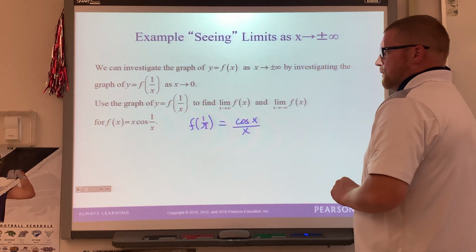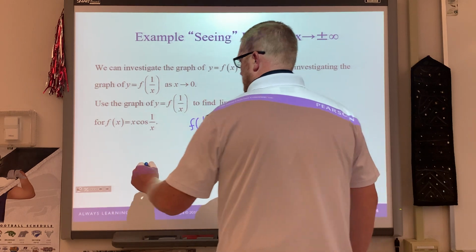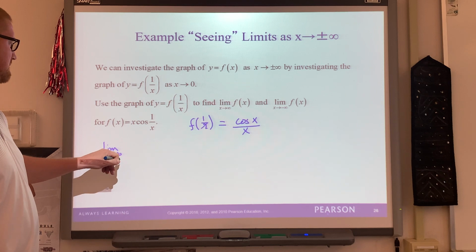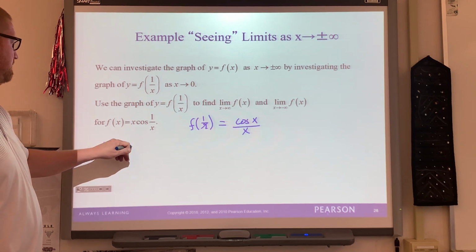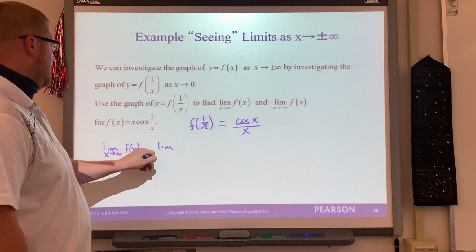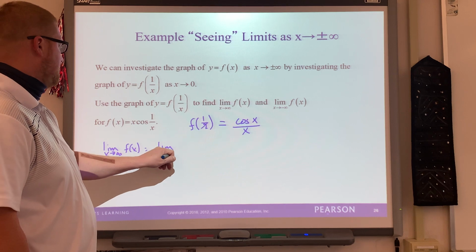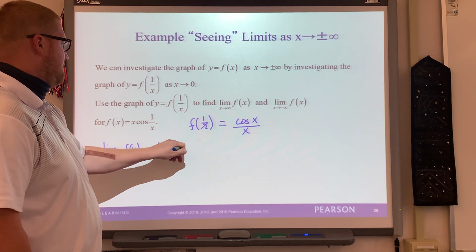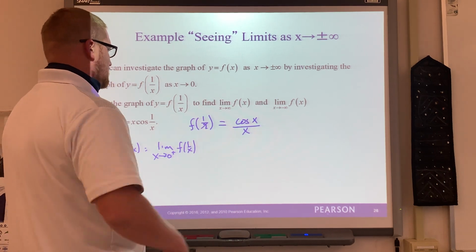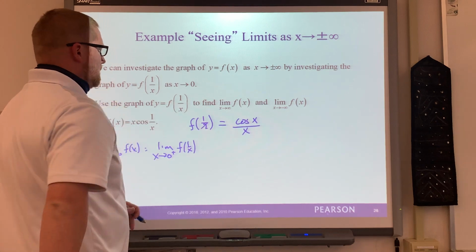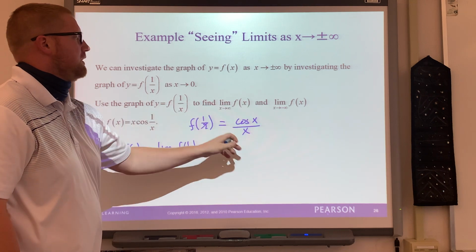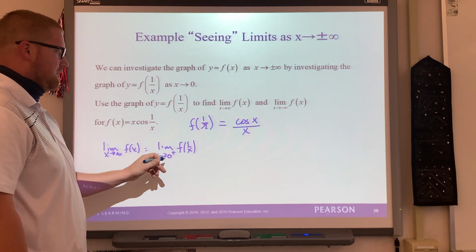Okay? So the limit, let me write it this way, the limit as x approaches positive infinity of f of x is equal to the limit as x approaches 0 from the right of f of 1 over x. So what happens as x approaches 0 of that? Well, again, it says we can investigate the graph by investigating the graph. So we want to look at what's the graph of this thing doing close to the origin.